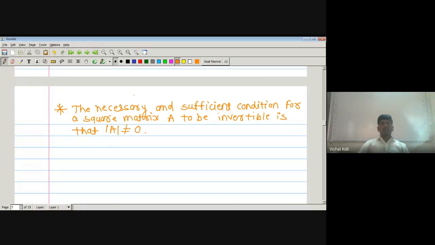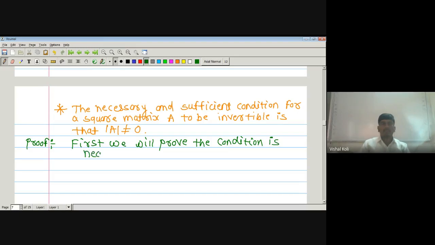Okay, so here we have to prove that the necessary and sufficient condition for any square matrix A which is of order n to be invertible is that determinant of A is not equal to 0. That is, if A is an invertible matrix, then its determinant must be not equal to 0. And if determinant of any matrix is not equal to 0, then the corresponding matrix A will be invertible. First, we will prove the condition is necessary.